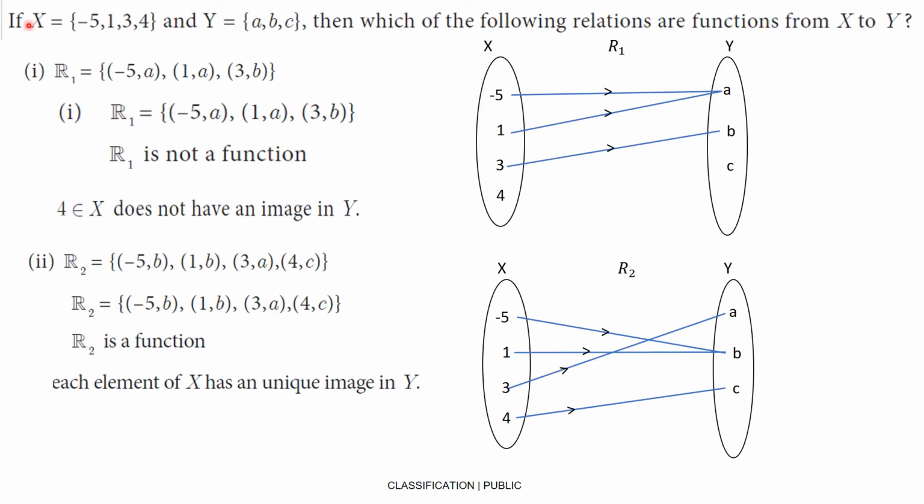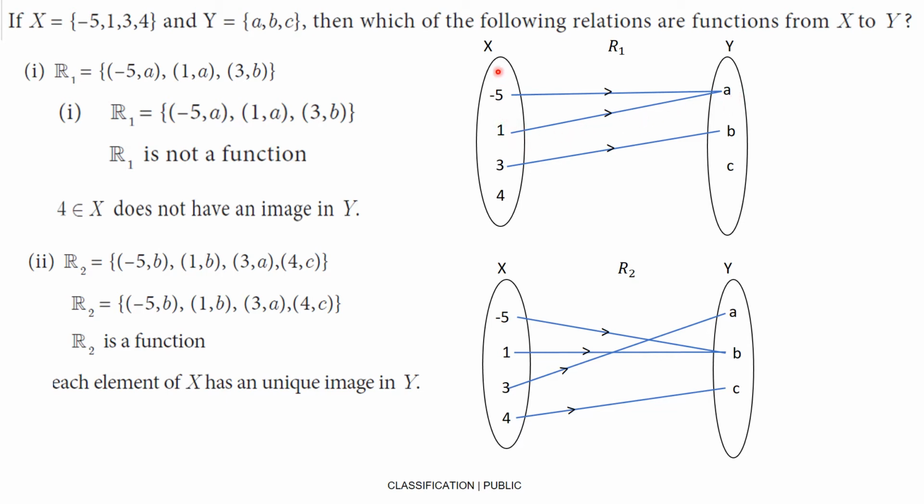Next one. X equal to {-5, 1, 3, 4}. Y equal to {a, b, c}. Then which of the following relations are functions from X to Y? First, R1 relation is what? (-5, a), (1, a), (3, b). Here, (-5, a), (1, a). What is our rule?